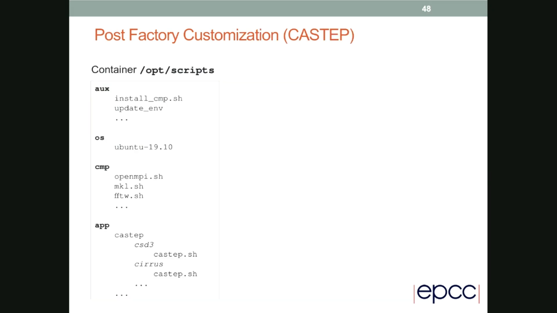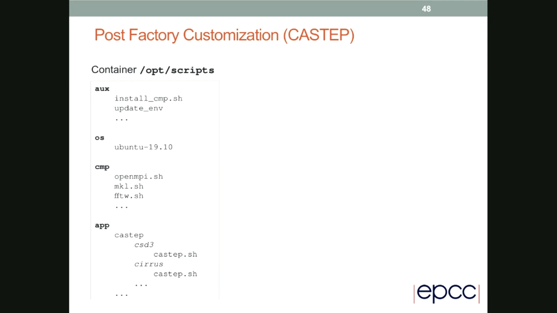Sorry, I've just jumped ahead again. So what I'm showing you on the left within this rectangle is the file system hierarchy within the container. So I've got my various scripts that I've stored within the GitHub repo, and I've got my auxiliary scripts that do the grunt work, the configure, make, install. I've got my OS script for a particular Ubuntu version.